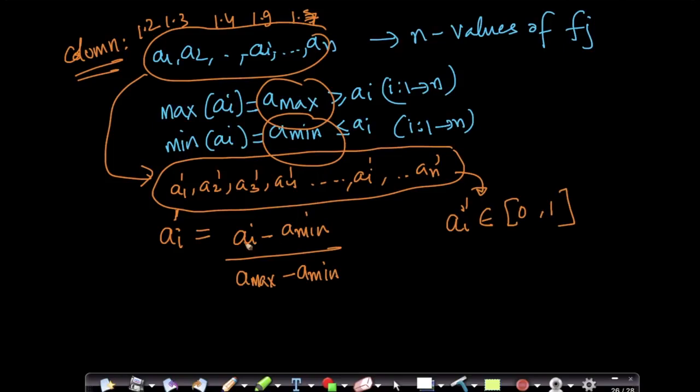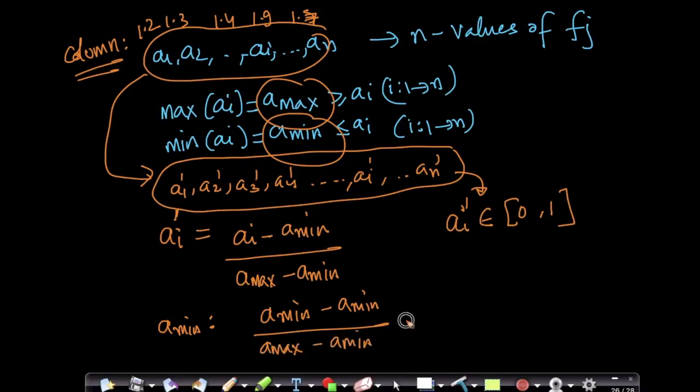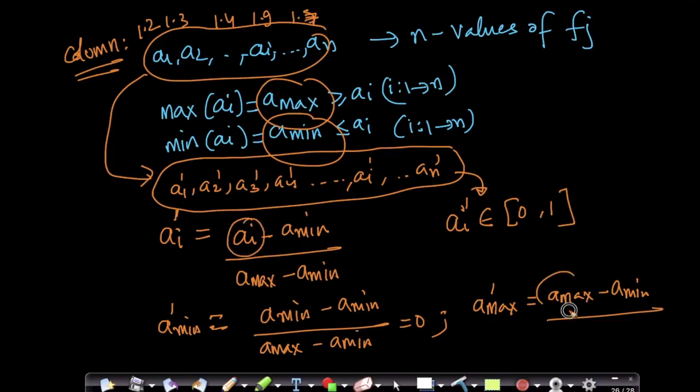If I put the minimum AI here, this value becomes 0. Think about it. If I used A min, what happens to A min? It becomes A min minus A min, divided by A max minus A min, which is 0. What happens if I transform A max? This is A min dash. My A max dash is nothing but A max minus A min, divided by A max minus A min. See here, instead of AI, I'm just putting A max in the numerator, and A min in the denominator. A max minus A min over A max minus A min. This value is 1.